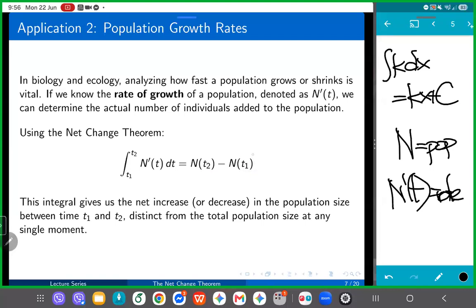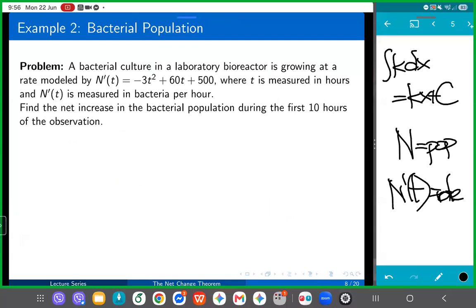So let's say at the beginning of time, this is the population. Then we want to know the change in the population after some other time, say t sub 2. Then here's the population at the end of time t sub 2. So we have here the net change in the population, and it can be calculated using the integral of the derivative. Let's have this example.